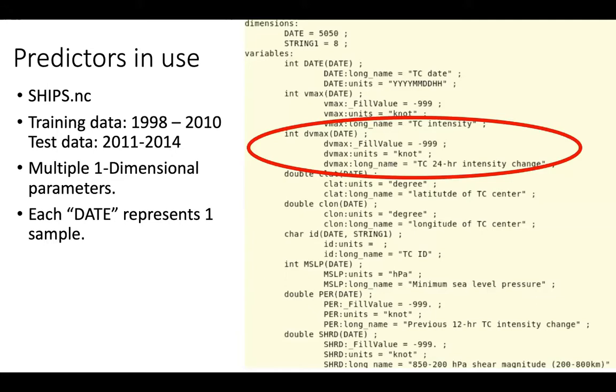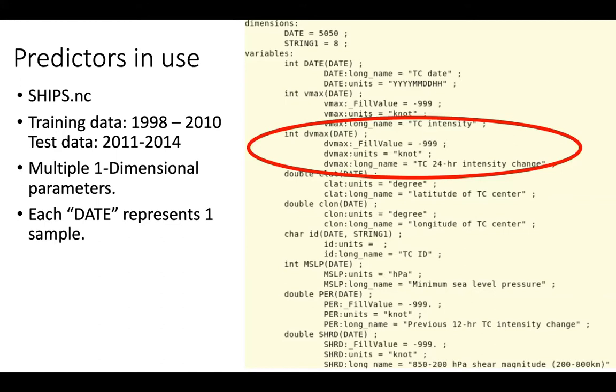In this ships.nc, you'll see many one-dimensional parameters. As shown on the right, you'll see the date and also the TC intensity, which is the variable Vmax, at this particular time. The predictand for this task is called dvmax, which is the Vmax change in 24 hours. They are both in units of knots. One knot is about half a meter per second.